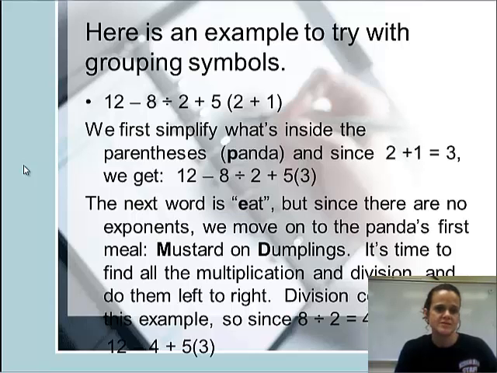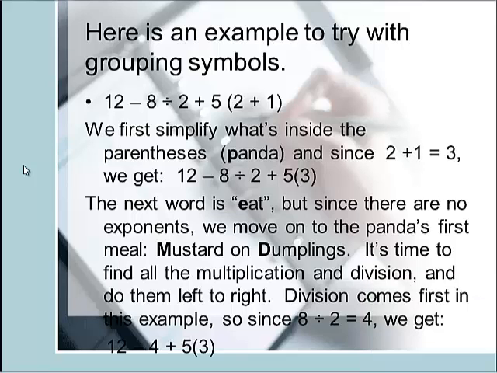Here's an example to try with grouping symbols. The problem is 12 minus 8 divided by 2 plus 5 within our grouping symbols times 2 plus 1. We first simplify what's inside the parentheses, that's our panda. And since 2 plus 1 equals 3, we get 12 minus 8 divided by 2 plus 5 times 3. Our next word in our mnemonic was eat, but since there are no exponents, we move on to the panda's first meal, the mustard on dumplings. It's time to find all the multiplication and division and do them from left to right.